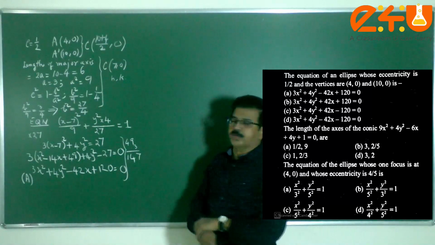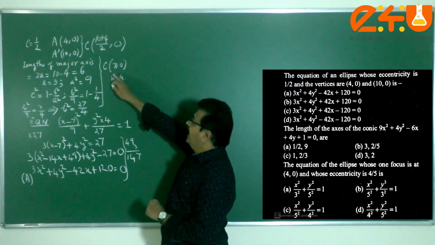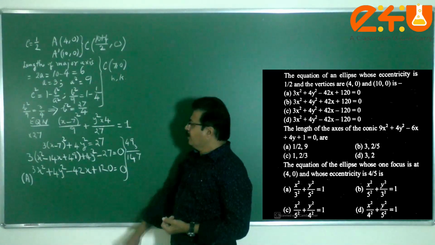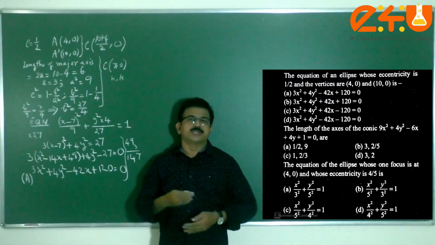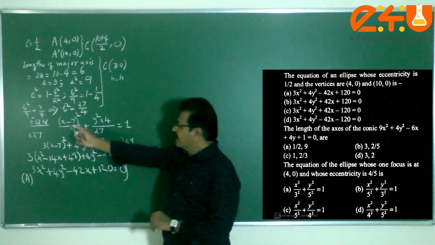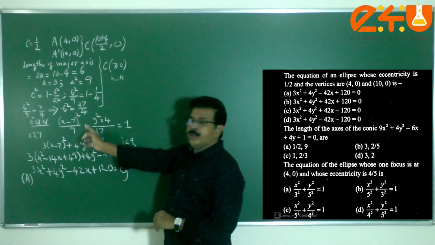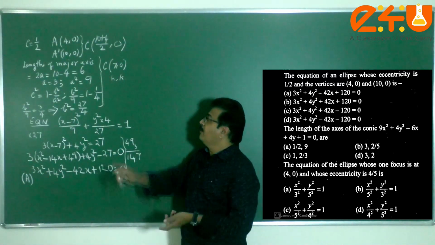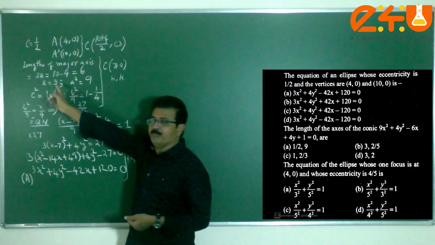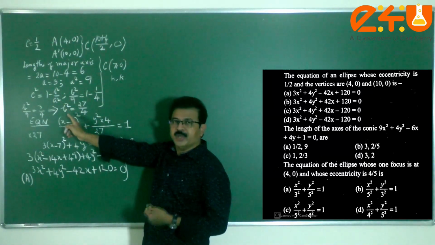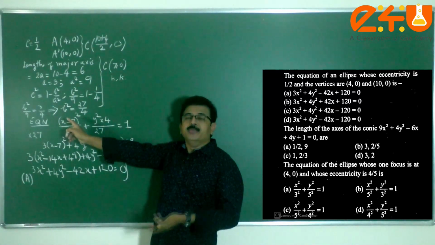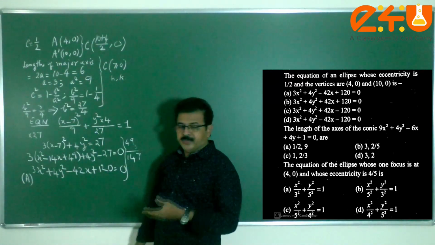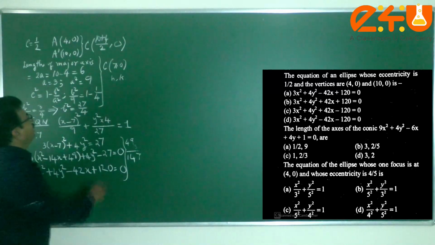So I hope the students are very clear. The center of the ellipse is the midpoint between the two vertices. And remember how the shifted ellipse equation is to be presented: (x minus h) whole square by a square plus (y minus k) whole square by b squared equals 1. From the vertices we got the length of the major axis, and with the help of eccentricity we are able to get the other value, b squared, which is the square of the semi minor axis. Okay, thank you. We'll proceed to the next question.